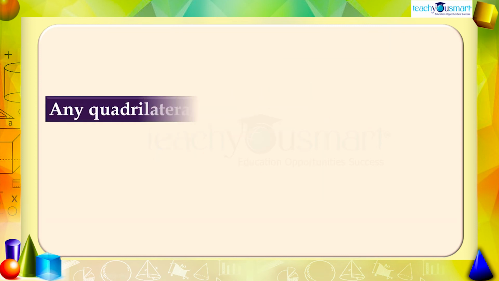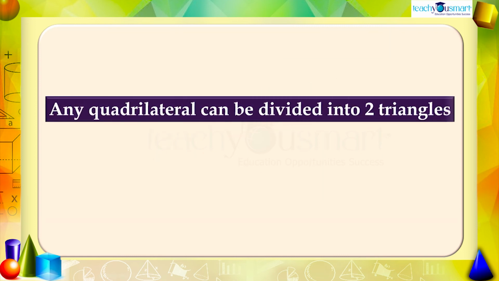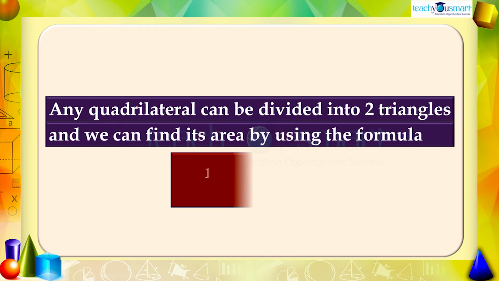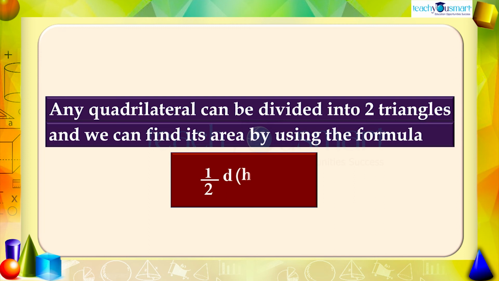So any quadrilateral can be divided into two triangles, and we can find its area by using the formula half D multiplied by (H1 plus H2), where D is one of its diagonals, and H1 and H2 are perpendiculars to the diagonal from the vertices opposite to the diagonal.